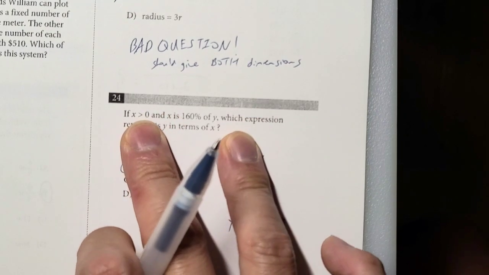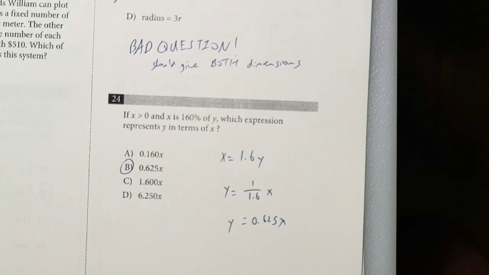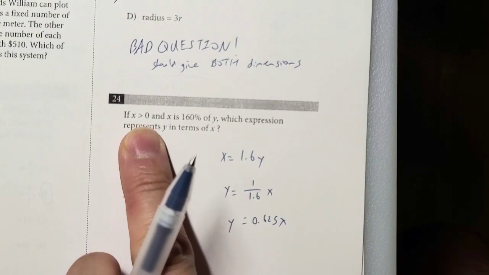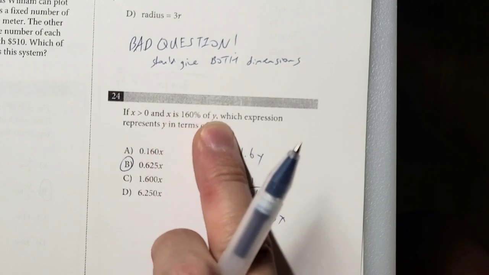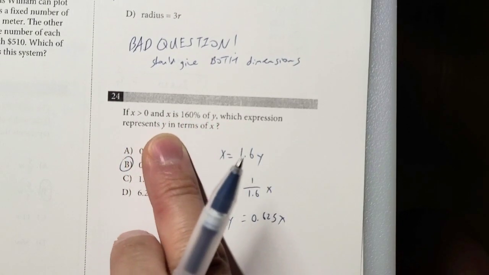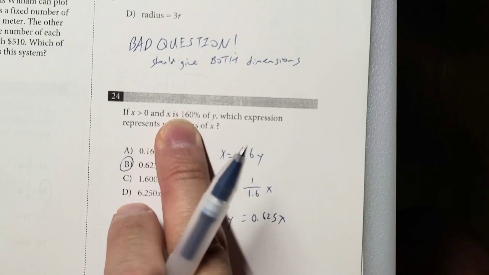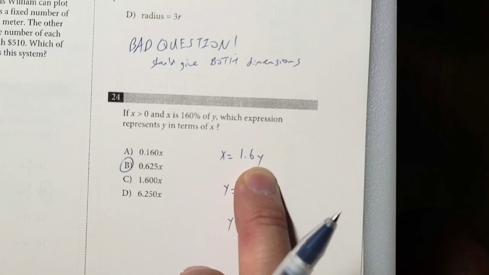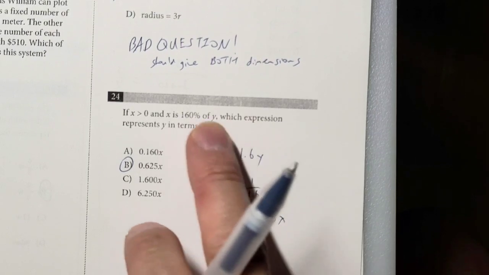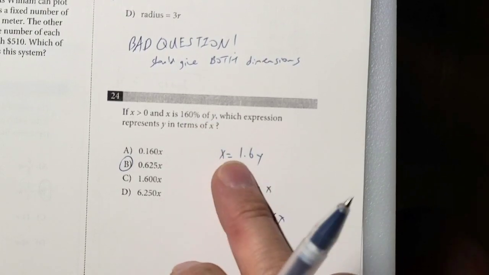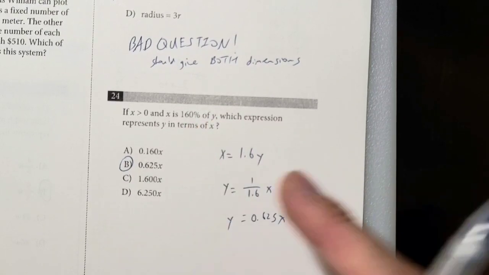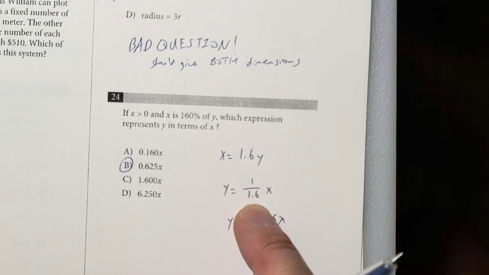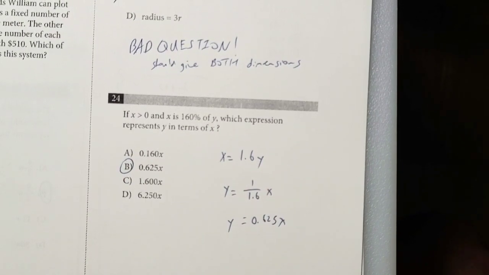Okay, actually let me see if this is advanced yet. Okay, this is starting from the difficult ones. If x is greater than 0 and x is 160% of y, which expression represents y in terms of x? So let's start from here. x equals 160% of y, so 160% is 1.6 times y. You can understand it like, first of all, 100% of y means x equals y. So 160% of y means it's 60% more, so 1.6y. So you just solve for y: 1 over 1.6, put it in your calculator, that's 0.625.